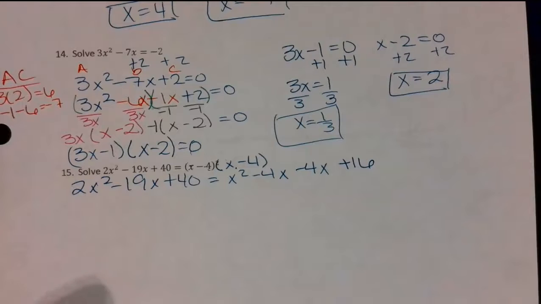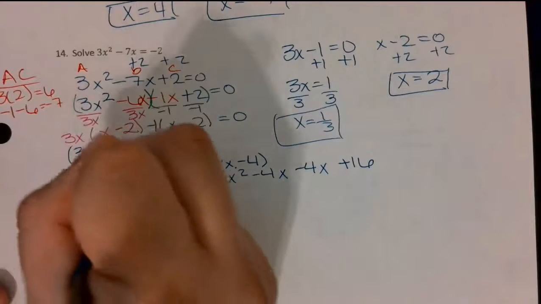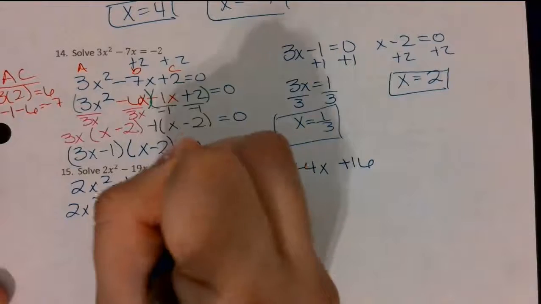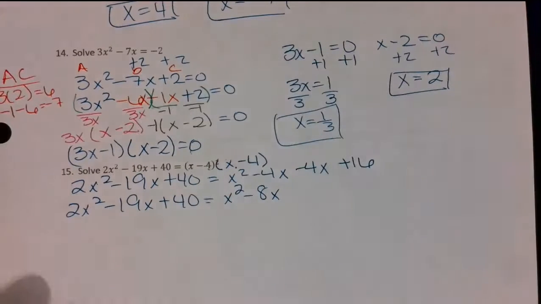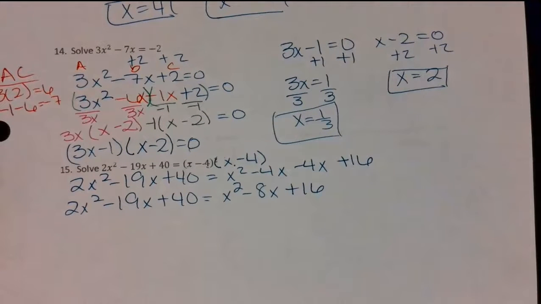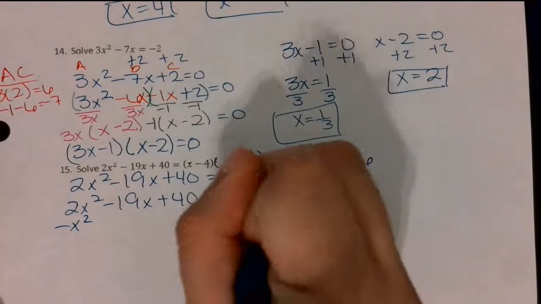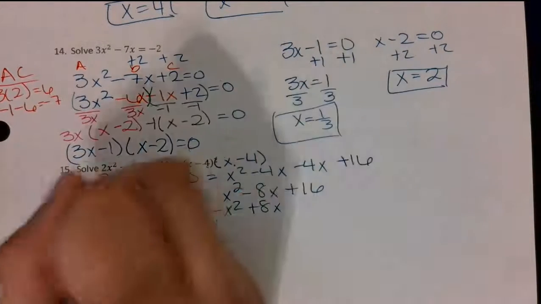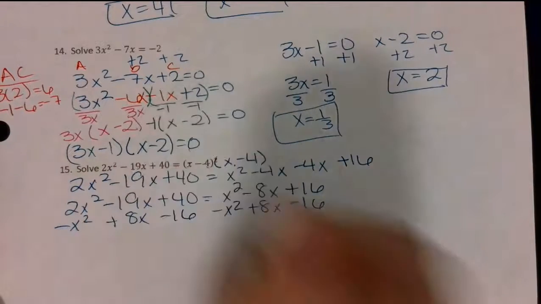I'm going to go ahead and combine like terms on my right side so the left side stays the same again. Negative 4x minus 4x is negative 8x. Then to get all of these over to the other side, I'm going to change their signs. So I'm going to subtract x squared, I'm going to add 8x, and I'm going to subtract 16.